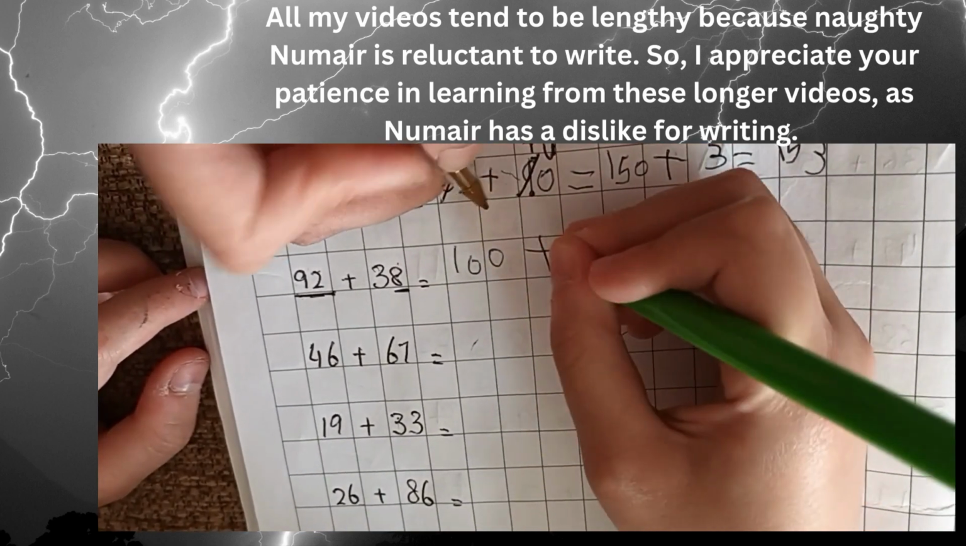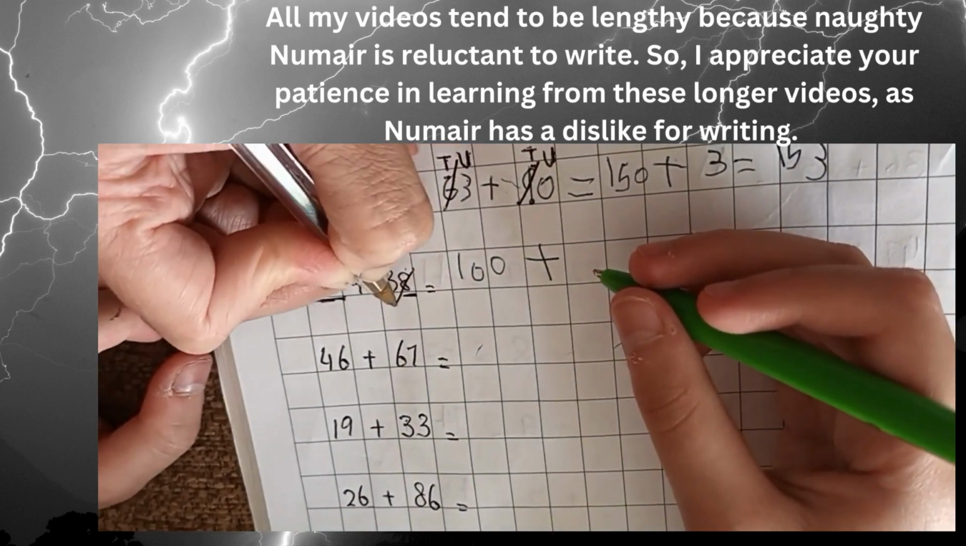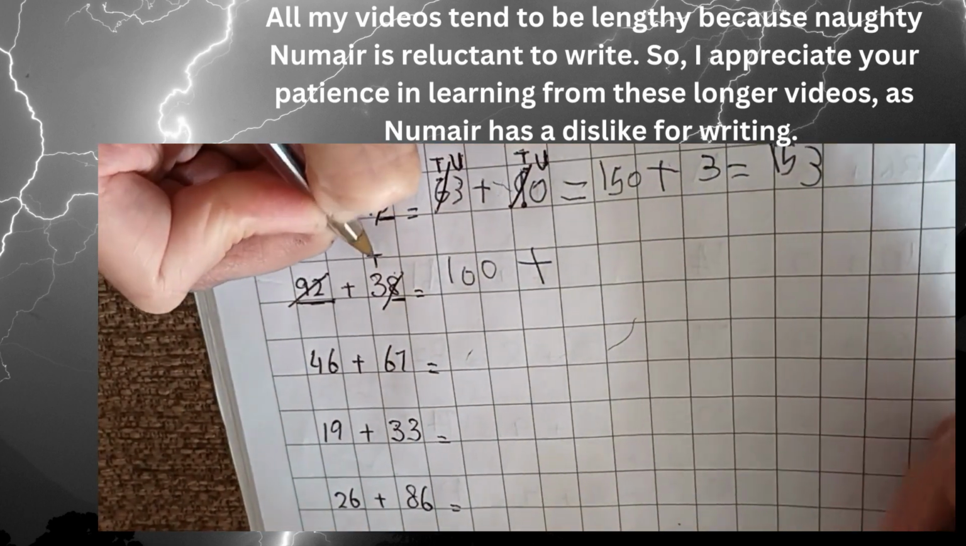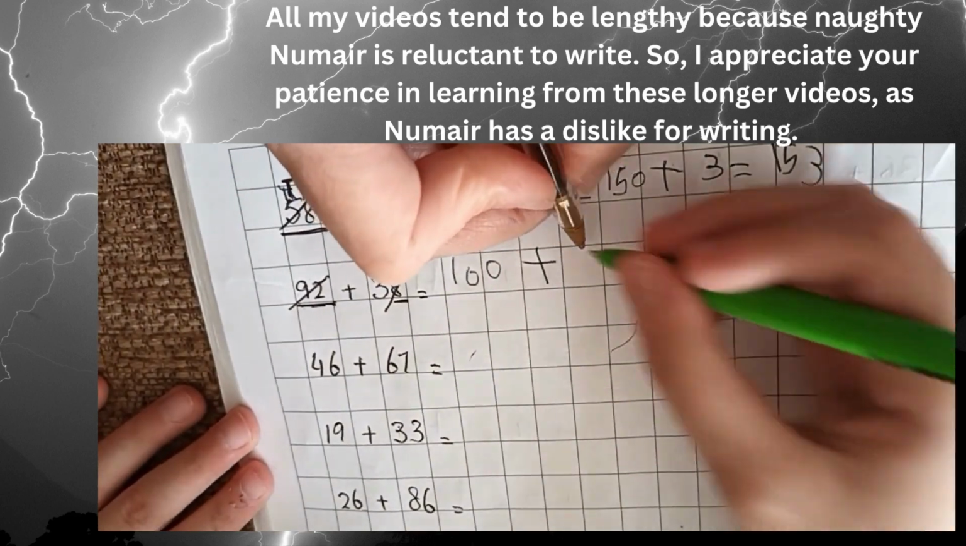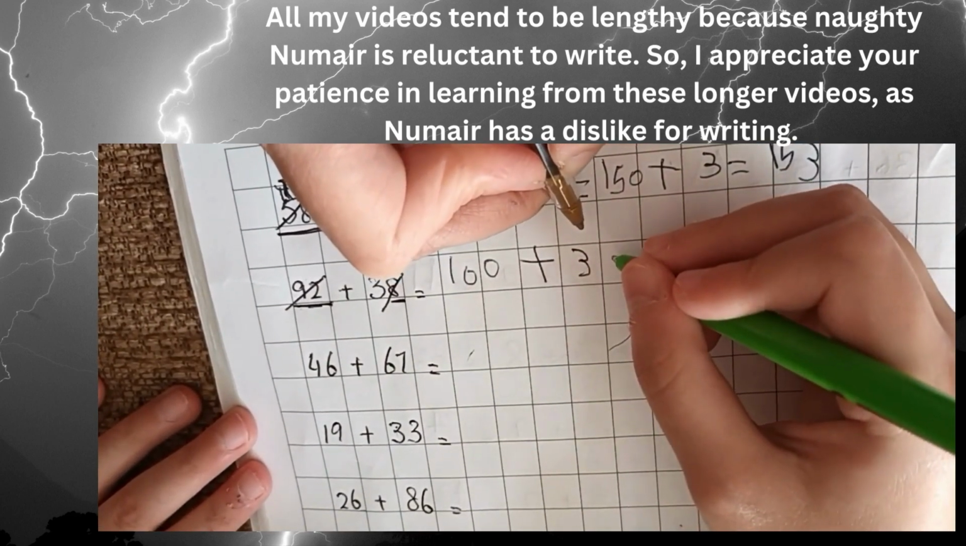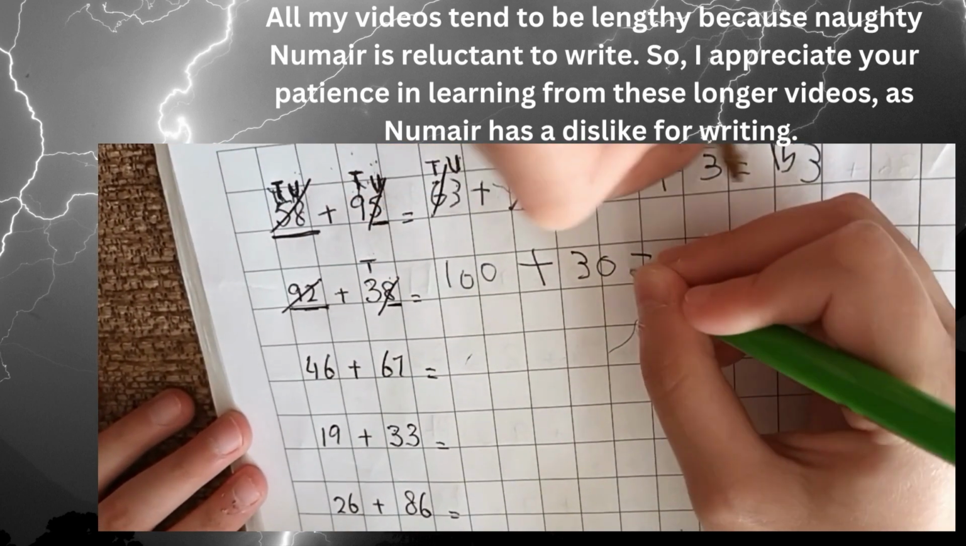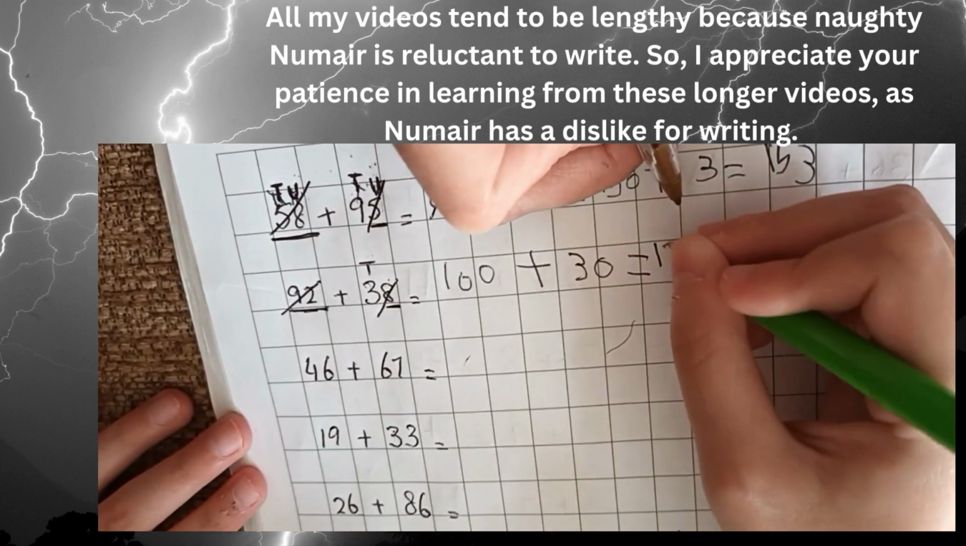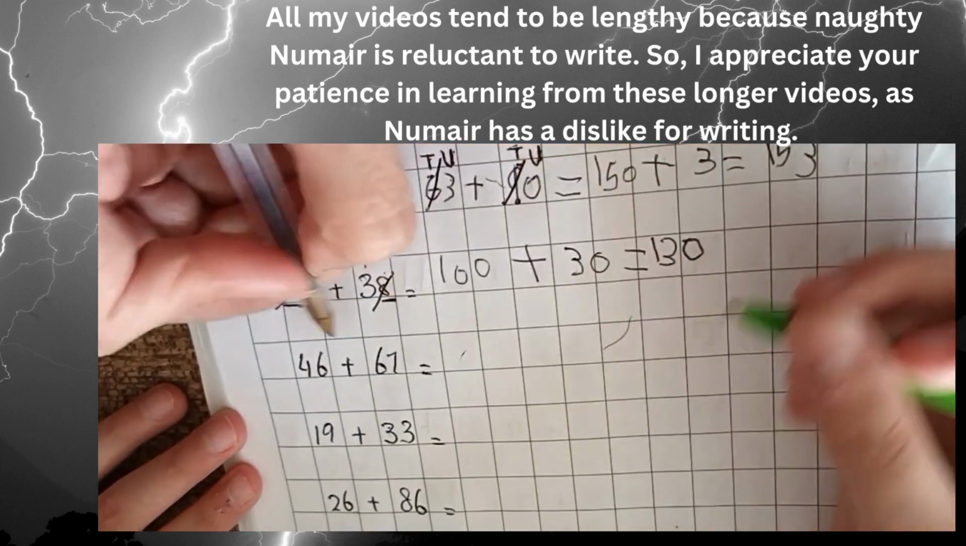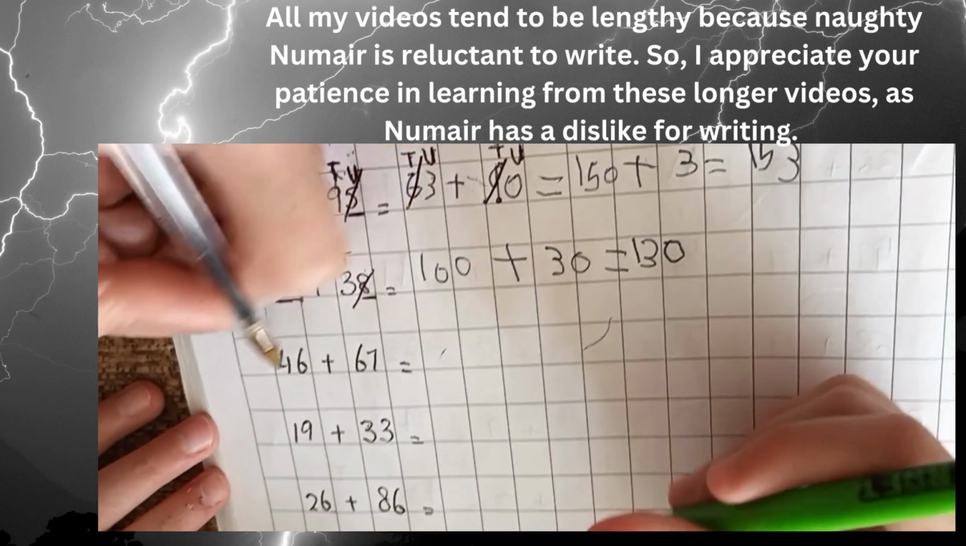Okay, so we solved 92 add 8. So what is left? 3 tens. So 3 tens, 3 times 10 is equal to 30. So 100 add 30 is equal to 130. Good boy. Next, 46 add 67.